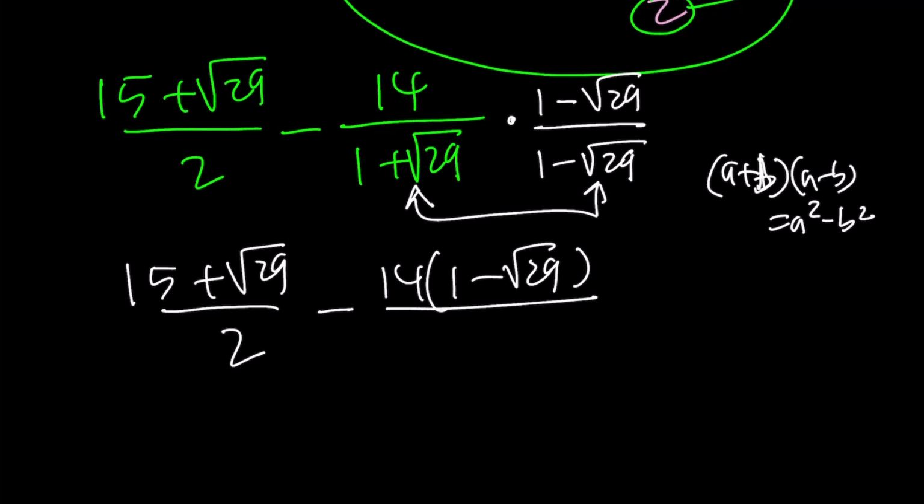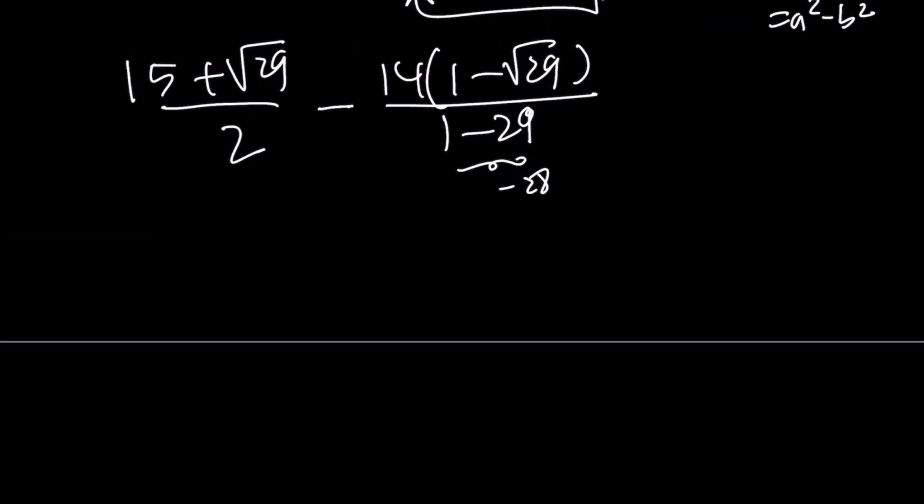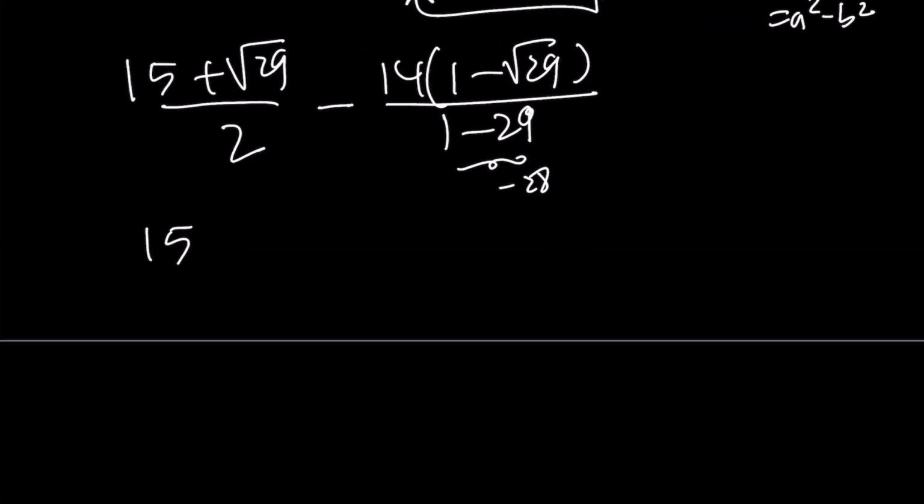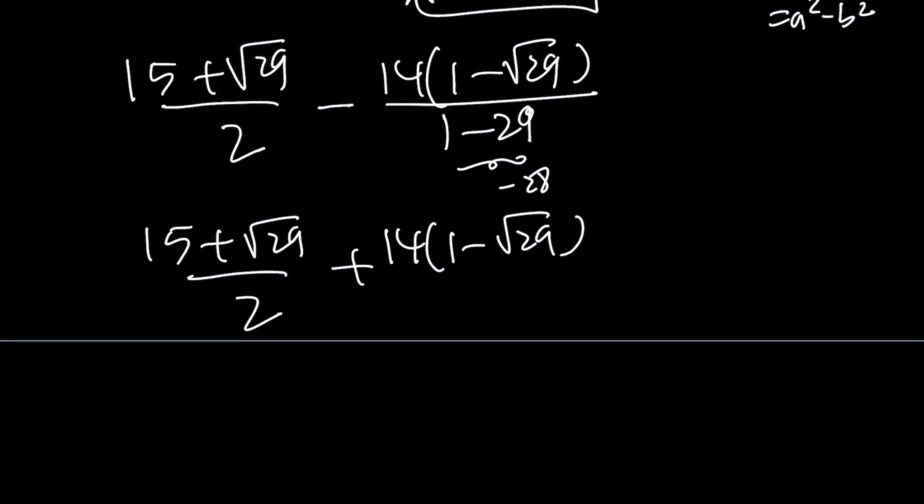So this becomes 1 minus 29, which is negative 28, by the way, right? But that's a negative at the bottom, which doesn't look good, and there's a minus sign. So why don't we just negate both? And that's going to give us the following: (15 plus root 29)/2 plus 14 times (1 minus root 29), and all of that is divided by 28.